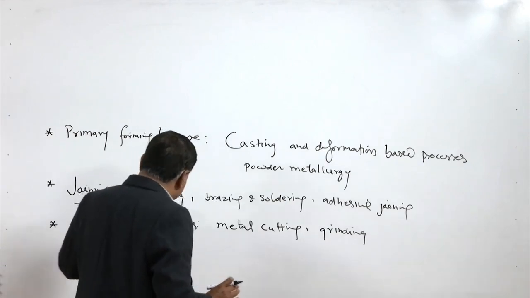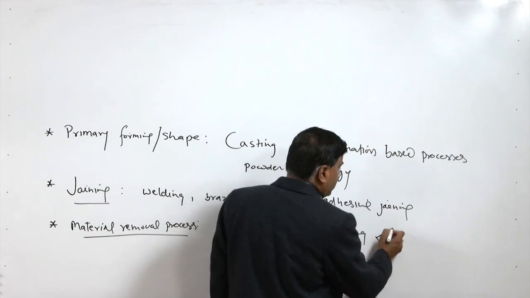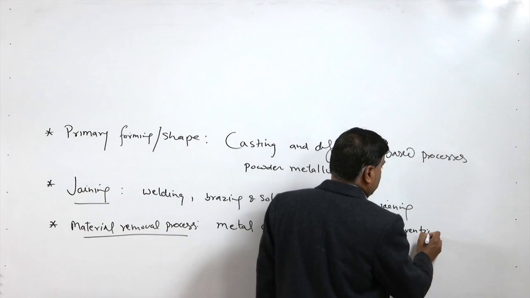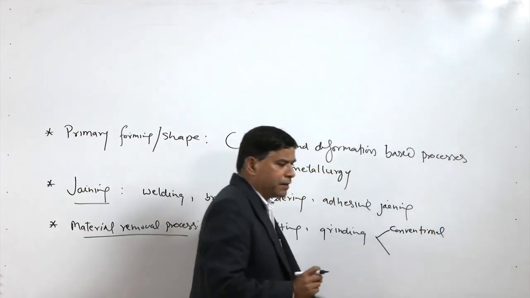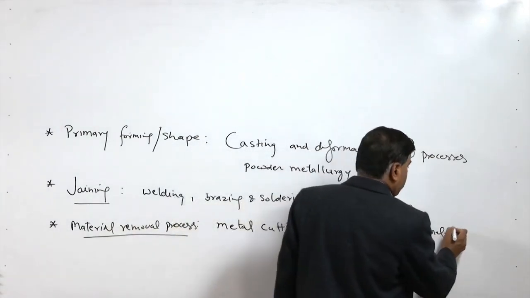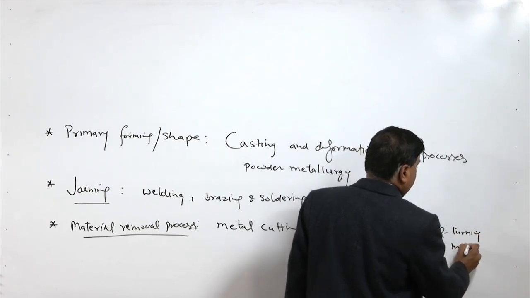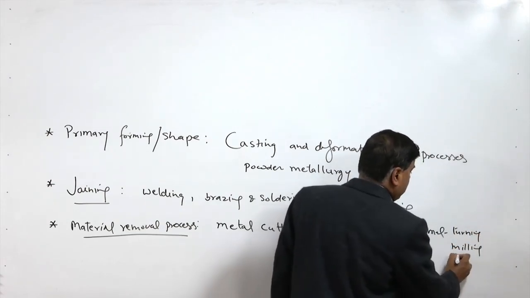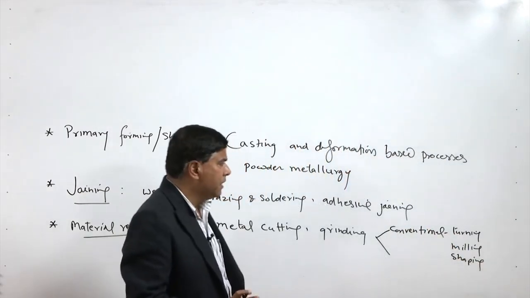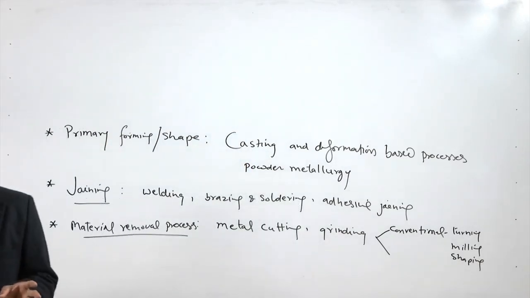And under the material removal category, there are two broad groups. One is conventional machining processes, where the material is removed at macro scale, like turning on the lathe or milling on the milling machine, shaping. These are the conventional machining processes which are used for materials having moderate properties.